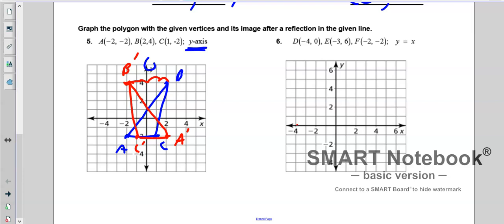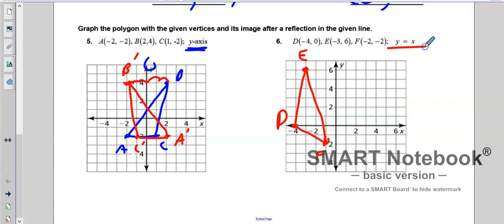All right, negative 4, 0 is right here. That's my D. Negative 3, positive 6 is up here. That's my E. Negative 2 is right, well, poorly drawn, but there's my F. Okay? So there's my triangle.